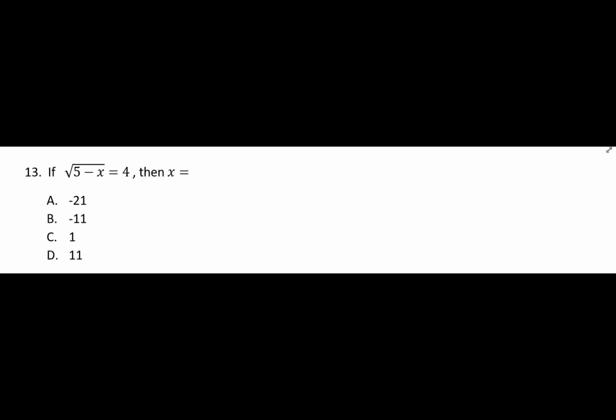The square root of 5 minus x is equal to 4 is a radical equation. To solve a radical equation, we have to get rid of the square root. So we have to do the opposite of square rooting, which is the square. So we're going to square both sides of the equation.